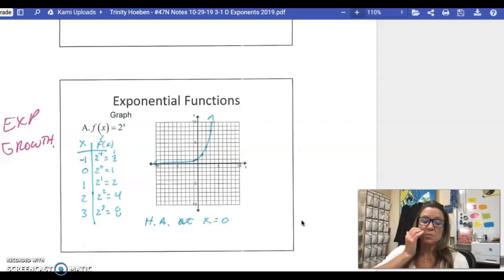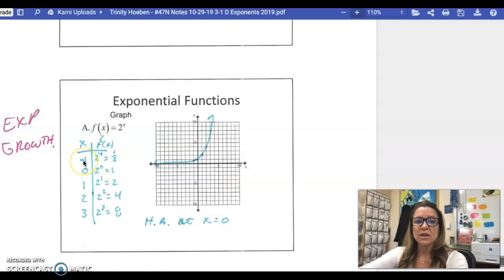So for the first example, we're going to graph 2 to the power of x. And you can type this into Desmos and see what it does. But let's try plugging in some numbers. When you do these, the easiest number to start with, I think, is 0, because anything to the 0 power is just 1. But it's also good to plug in some numbers to the left and to the right to see what's happening with the graph.